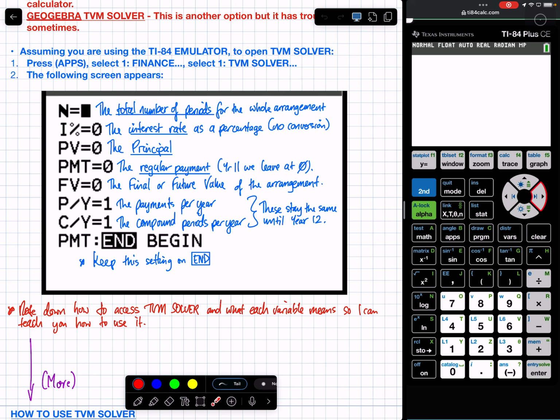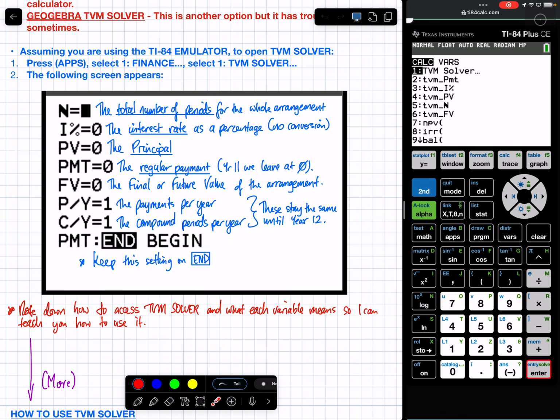So on your calculator, can you see a button that says Apps, A-P-P-S? Can you see the Apps button there somewhere? It's in the second column from the left, down 4. Apps there. Can you press that, please? Press the Apps button. You get a little menu that says Finance. Press Enter on that to open the Finance apps.